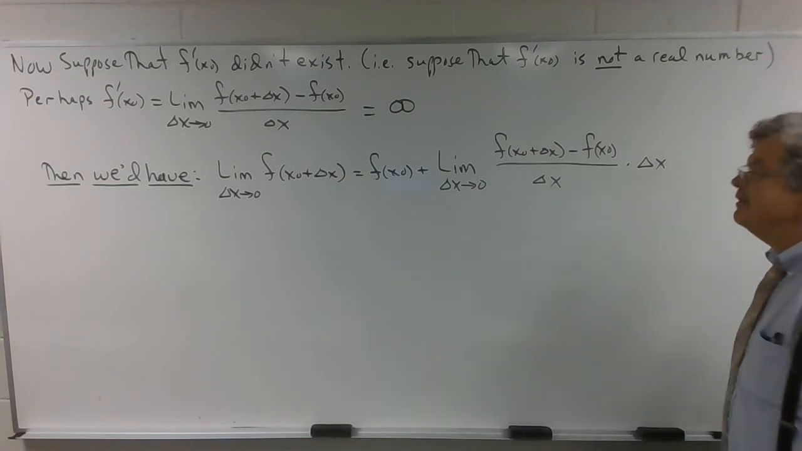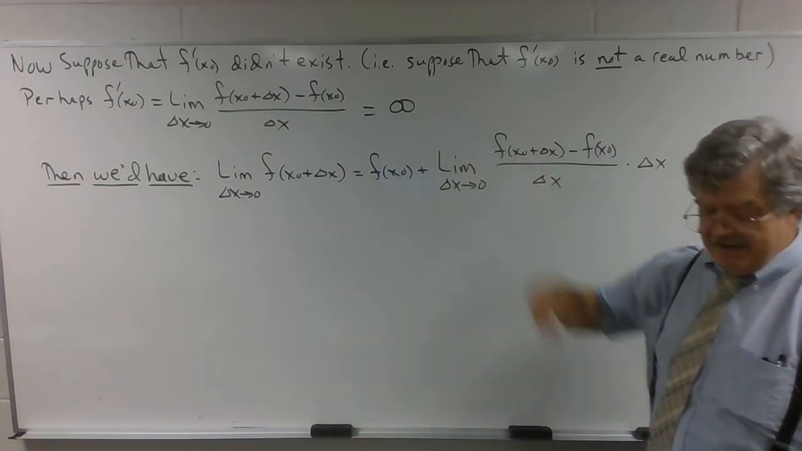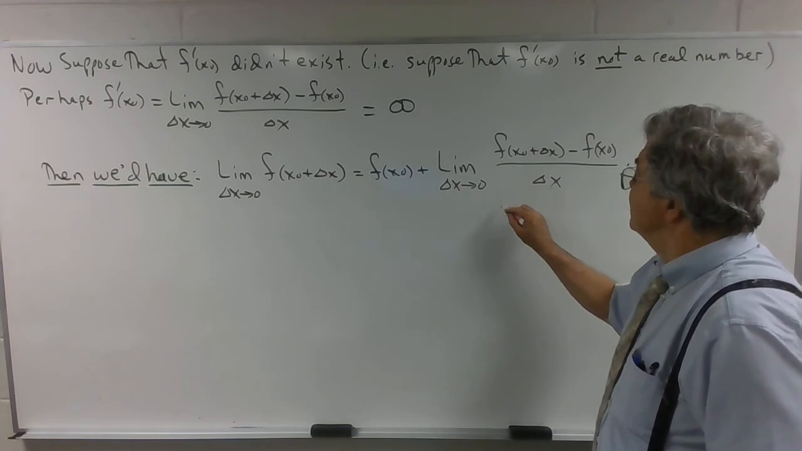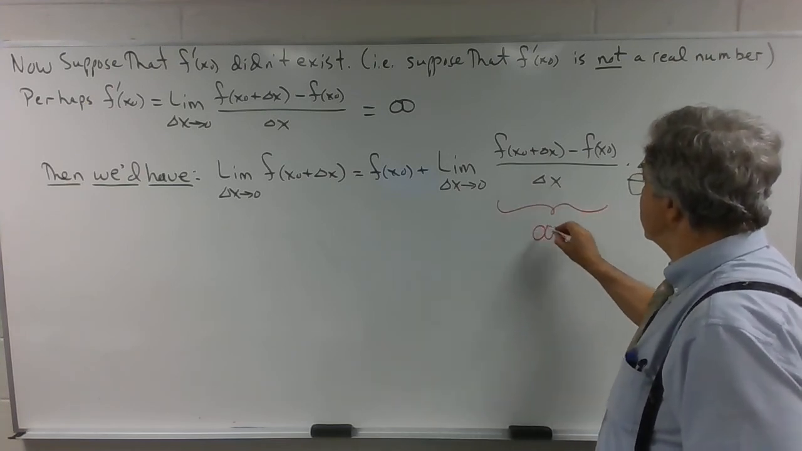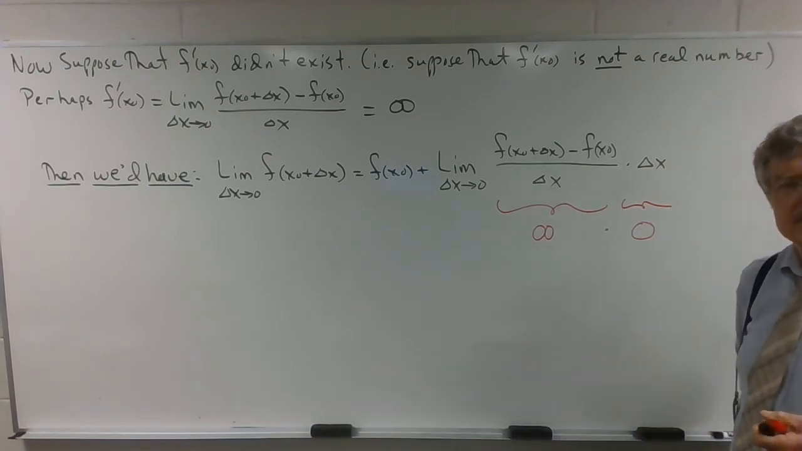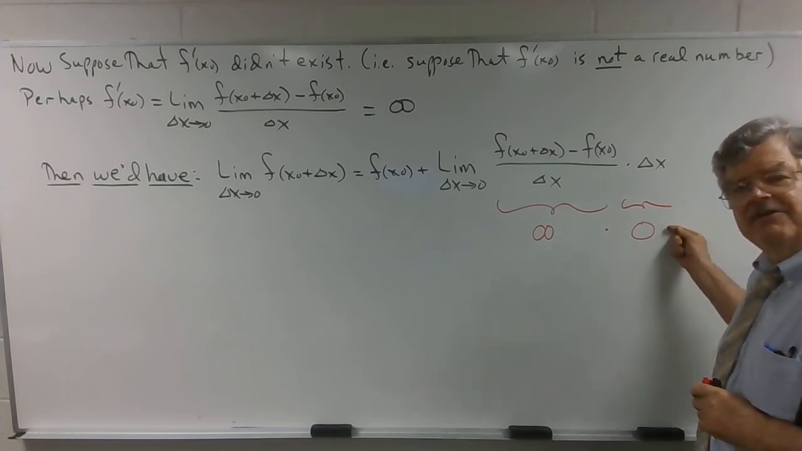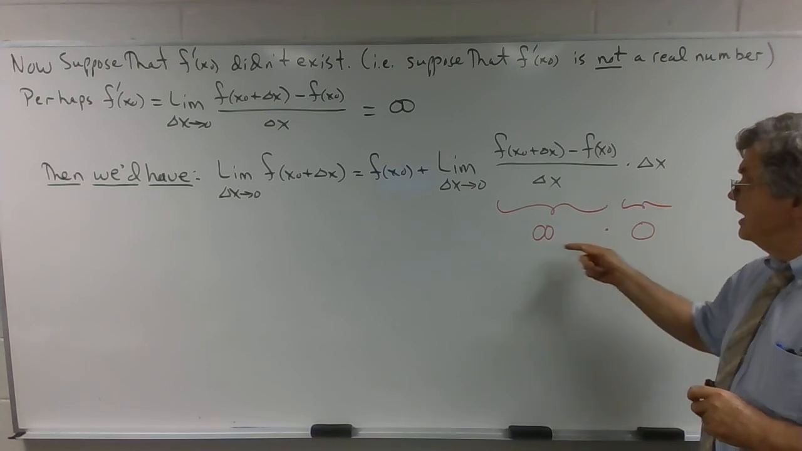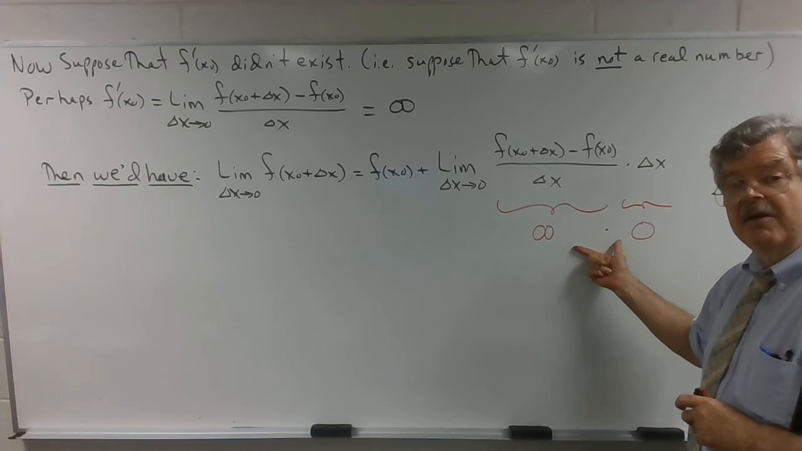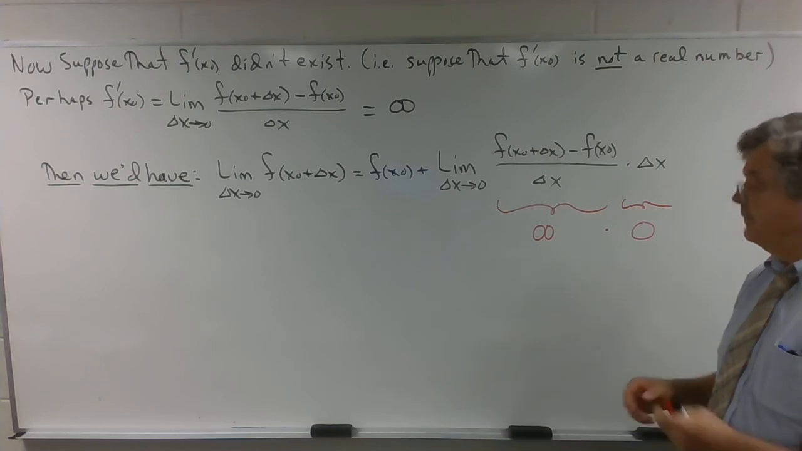But now suppose the derivative doesn't exist. Maybe this limit turns out to be infinity, for example. And this is of the form infinity times 0. And from calculus, we know that this is not necessarily 0. This whole limit could be infinity, or it could be any other real number other than 0.